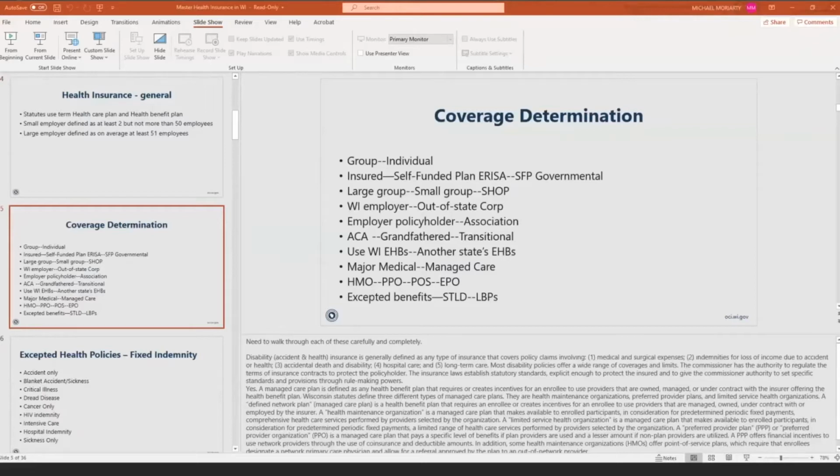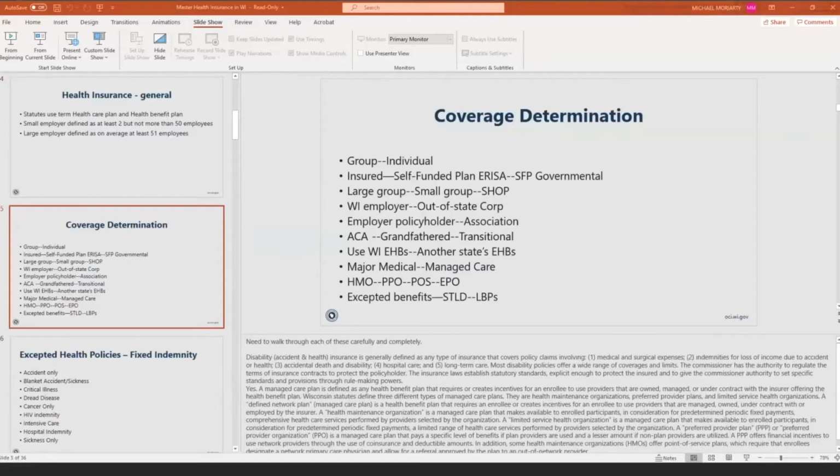product. And you're also going to see people come to you and say they have an employer plan, and it may be self-funded, and that's going to be handled by the government. You have large groups and small groups, and there's a small group on-exchange group called SHOP, and we'll get more into that later.